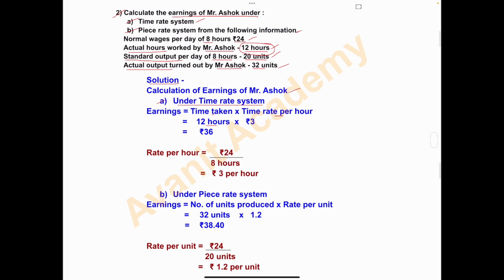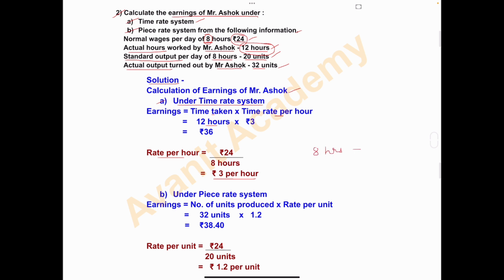Per hour time rate is not mentioned in the problem. Normal day of 8 hours, for 8 hours, the wage rate is rupees 24. We have to calculate the per hour wage rate. Rate per hour is equal to rupees 24 divided by 8 hours. To calculate the rate per hour, total wages amount divided by hours, that is 24 divided by 8 hours, and the answer is rupees 3 per hour.